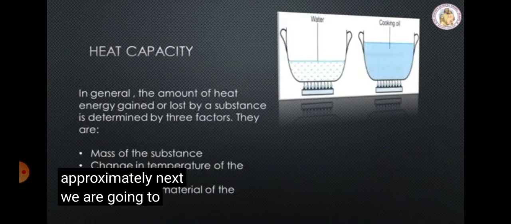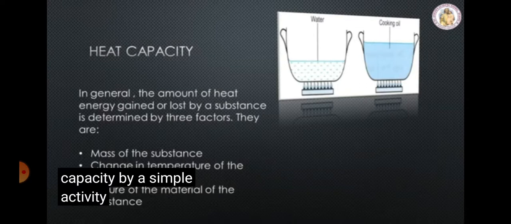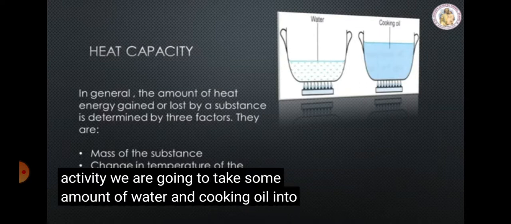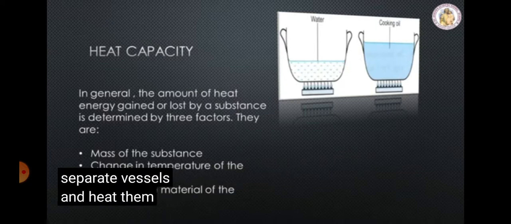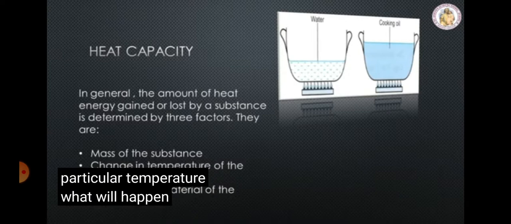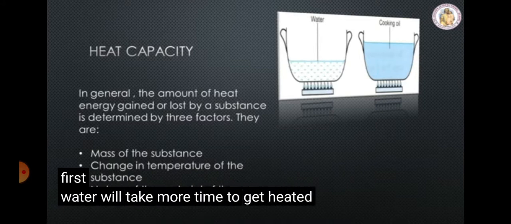Next, we are going to understand heat capacity by a simple activity. We are going to take some amount of water and cooking oil in two separate vessels and heat them till they reach a particular temperature. What will happen now? Which one is heated first? Water will take more time to get heated.